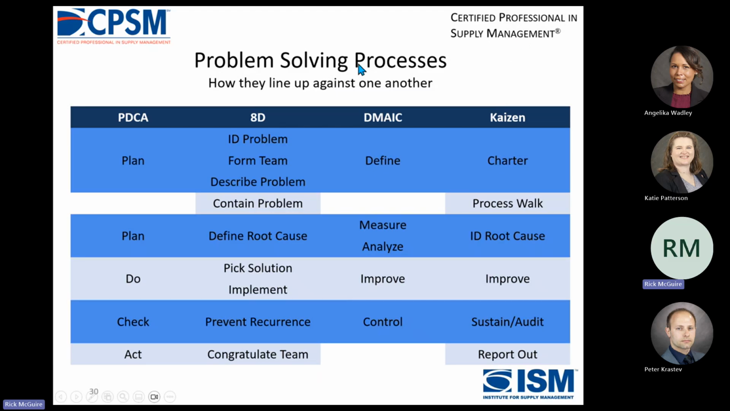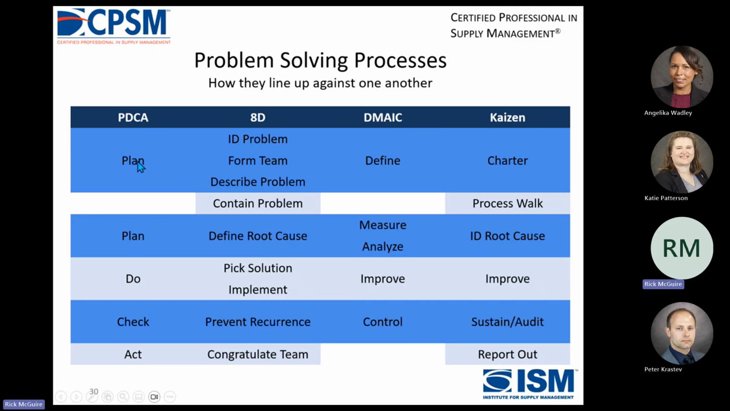And then these are the problem-solving processes, and how they line up against one another. So PDCA is the plan, do, check, act cycle. 8D, we've studied the 8 disciplines, usually used for corrective action. And then DMAIC for Six Sigma, and Kaizen, we use that on our production floors to come up with ideas on how to do something better.